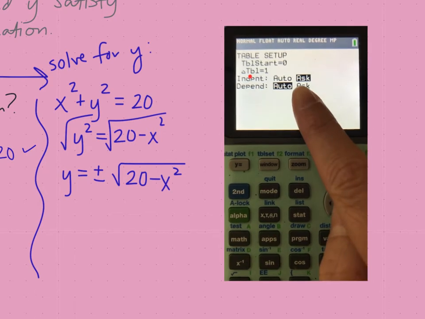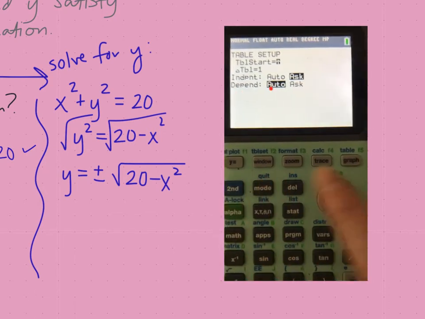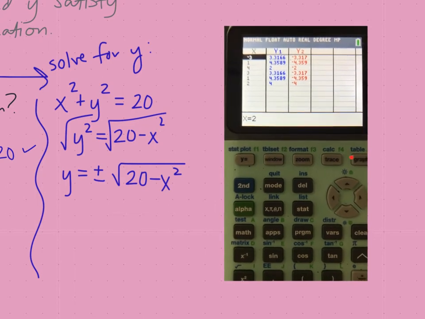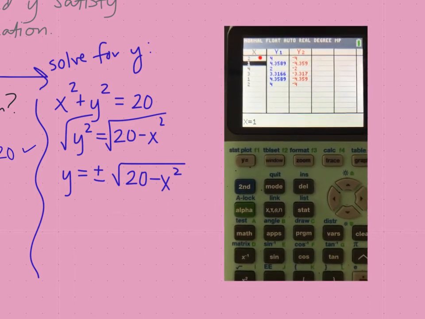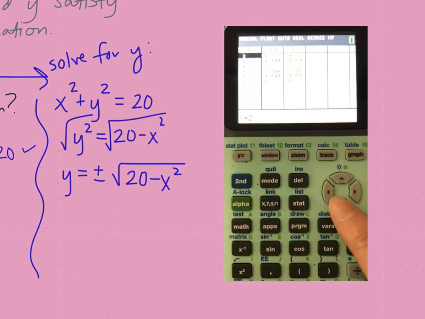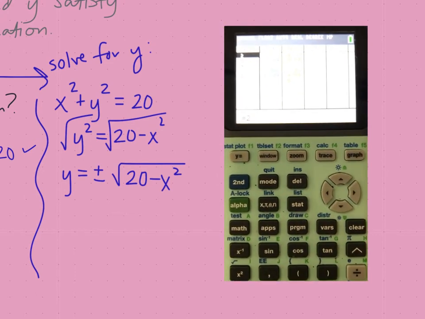You want to make sure your independent variable is on ask and your dependent's on auto. That means when you go back to your table by hitting second graph, you can plug in an x value. And I plugged in 2. Before we saw that when x was 2, y was -4, and I know it's hard to see again, but we saw that the coordinate point (2, -4) worked and was on our circle, and in this case it was.